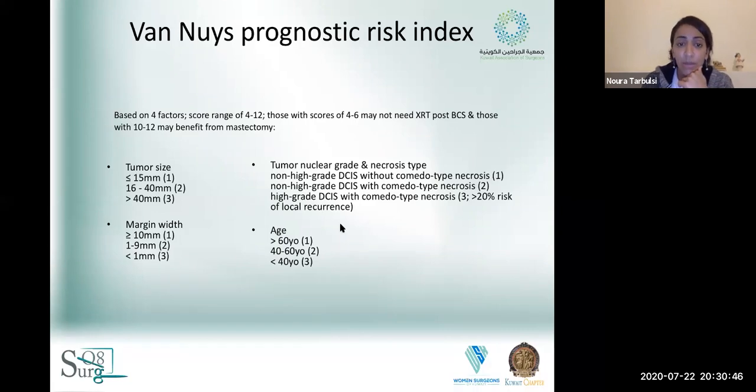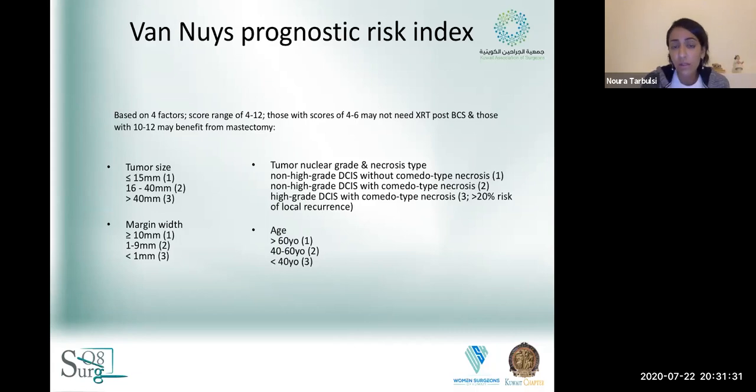So for example, if I have a 65 postmenopausal lady who had a very small focus of DCIS of 1 centimeter, and they have very good margin, over 1 centimeter. And the DCIS was low grade and no comedo necrosis. So this lady has a total score of 4. This lady, she already has a very low risk of local recurrence. So at this point, given that she has an extremely low risk of recurrence, cutting this super low risk of recurrence down by 50% is not really that meaningful when you compare it to the side effects of radiotherapy.